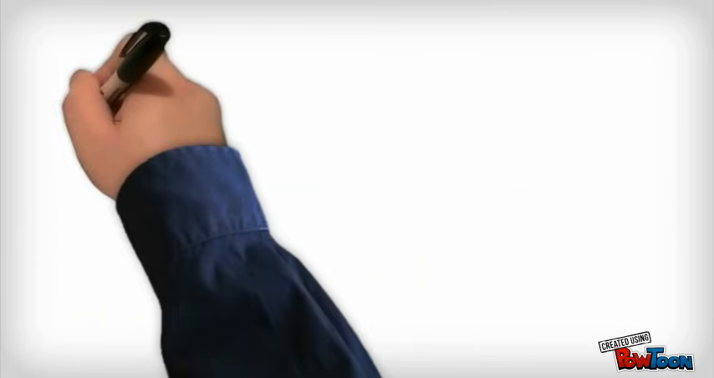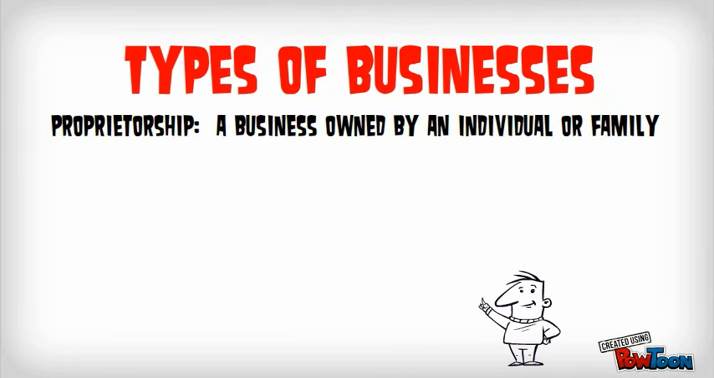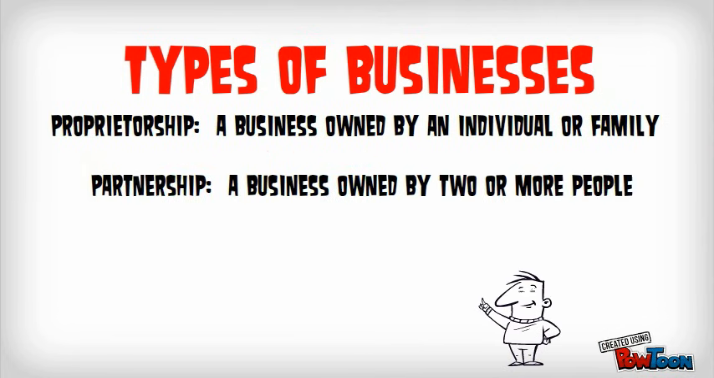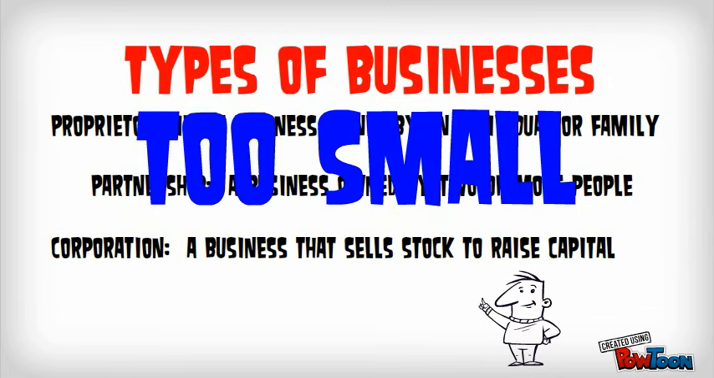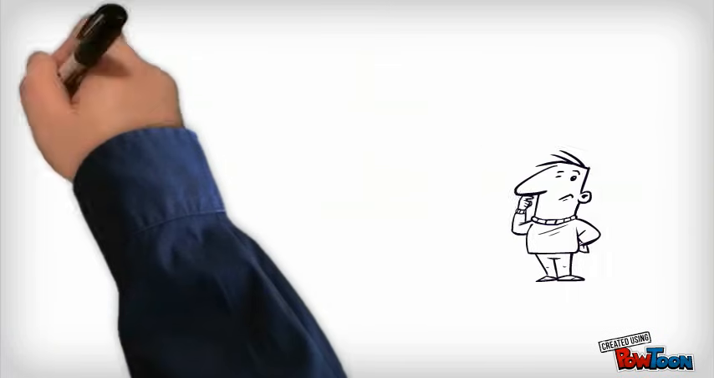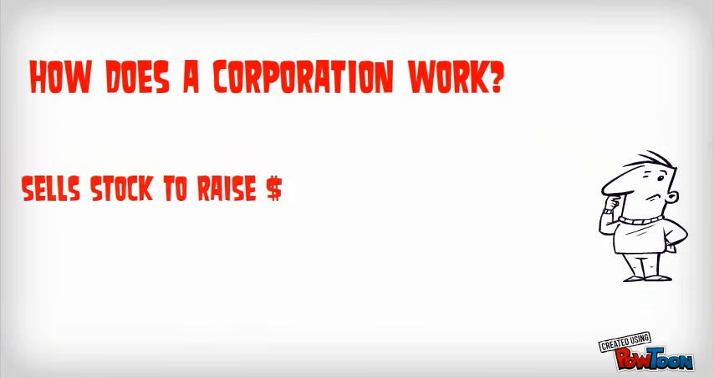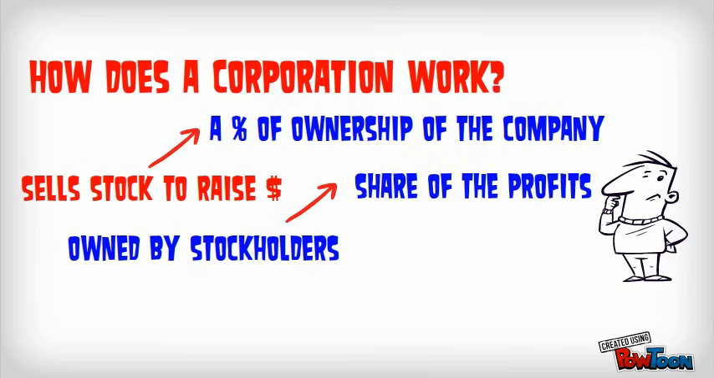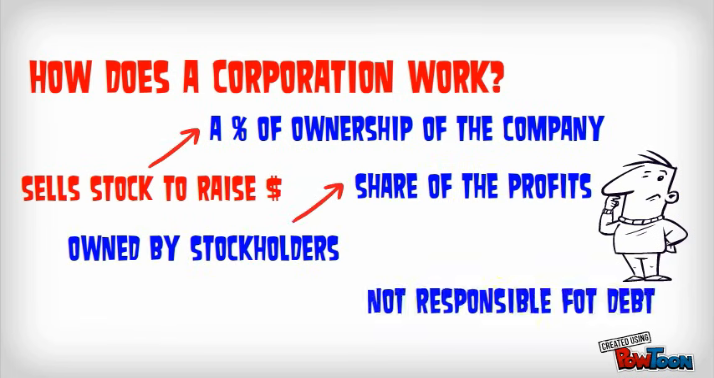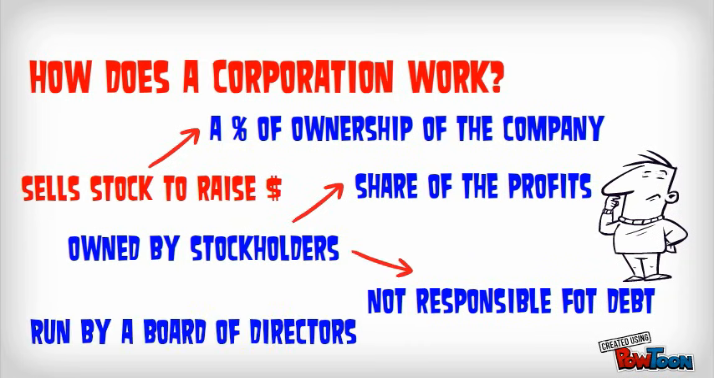Now, before the Industrial Revolution, most businesses were either proprietorships and partnerships, which were too small to handle the demands of an expanding business during the Industrial Revolution. So corporations were created. Corporations sell stock to raise money to invest in their business. Stock is an actual piece of ownership of the company. People who own stock in a corporation are called stockholders, and they share a percentage of the company's profits, but they do not share in the company's debt. Corporations are managed and run by a board of directors that make decisions for the corporation.